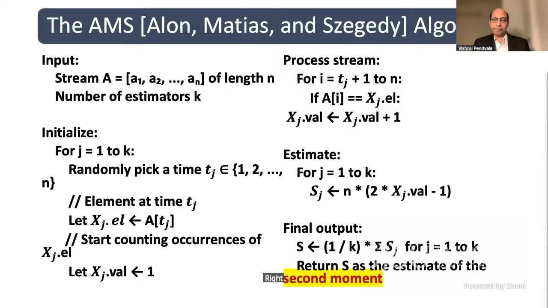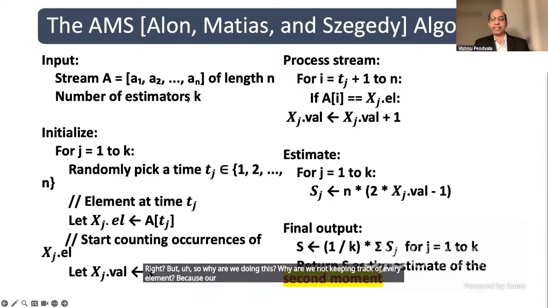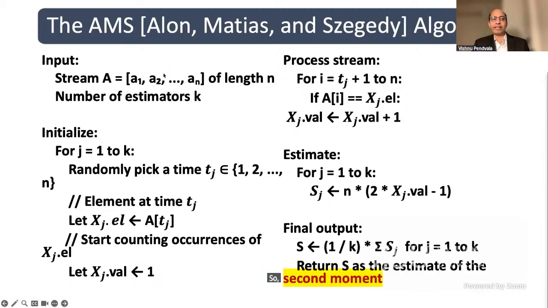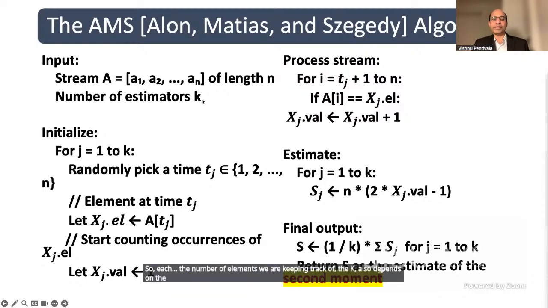But why are we doing this? Why are we not keeping track of every element? Because our memory is very limited. So the number of elements we are keeping track of, the k, also depends on the amount of storage that we have at our disposal, right?